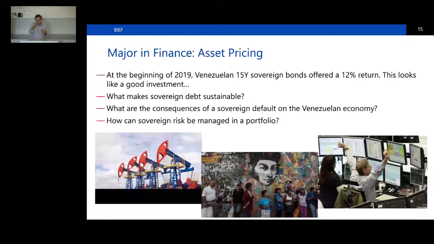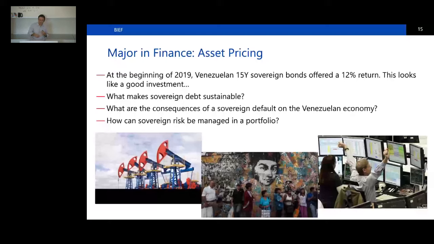But I'm clearly making this example with Venezuela, which is a case that we are all aware of these days, in such a way to make you understand that clearly behind this return, there has to be some risk, in particular some substantial risk. So the first question is, what makes sovereign bonds risky? Or stated differently, what makes sovereign debt sustainable? For Venezuela, we know. The Venezuelan government owns PDVSA, a company that drills and sells oil. The revenues from selling oil are used by the government in order to pay the debtors.